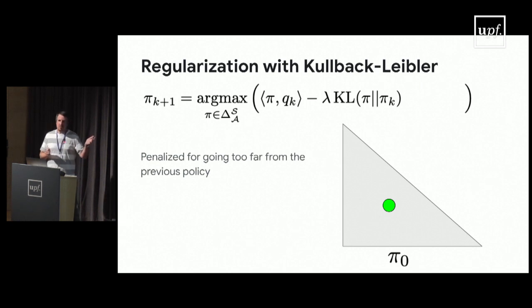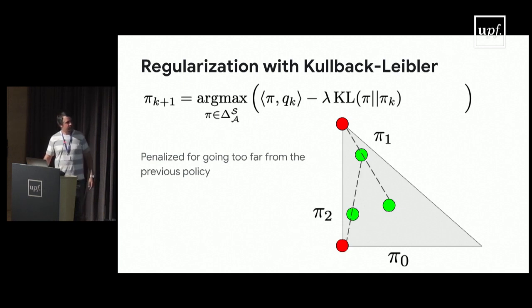And here, the idea is the same, but we work with policies, so it makes more sense to consider a Kullback-Leibler divergence than an L2 distance. But it's really the same idea. And so I have my pi 0, I have pi 1. This is the same step as before because the initial policy is a uniform one. But for pi 2, I go towards the greedy policy, while remaining close to the previous one.